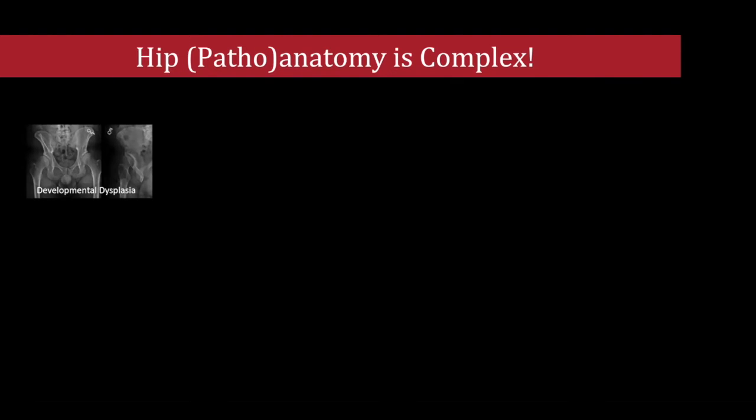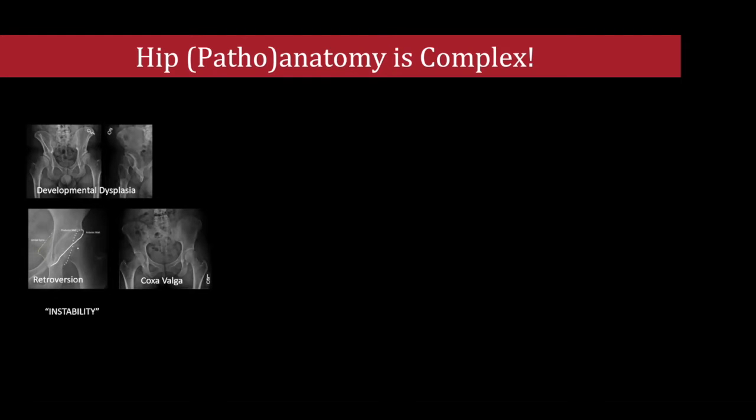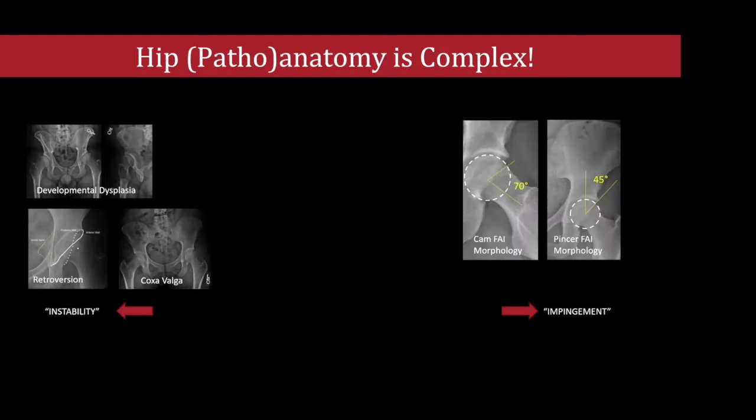The challenge is that hip pathoanatomy is incredibly complex, and I don't think we have a good handle on it from radiographic evaluation alone. When we think about the various conditions, like retroversion, dysplasia, and coxa valga, we can classify these as hip instability. Opposite of that on the spectrum is hip impingement, more typical of CAM and pincer morphology.